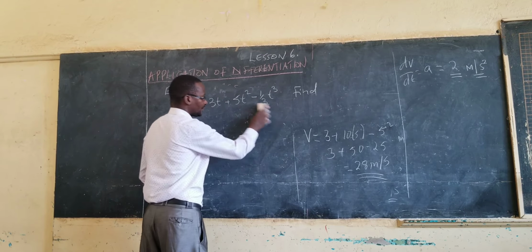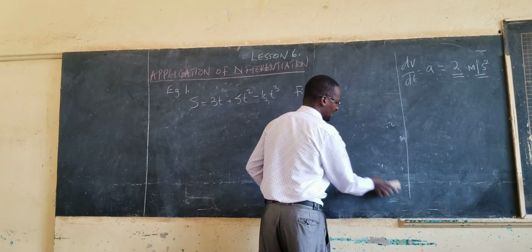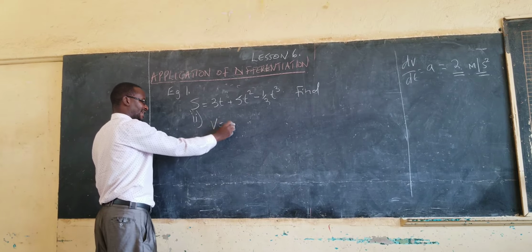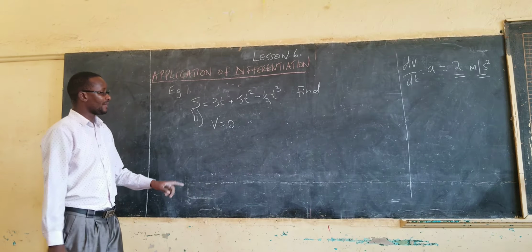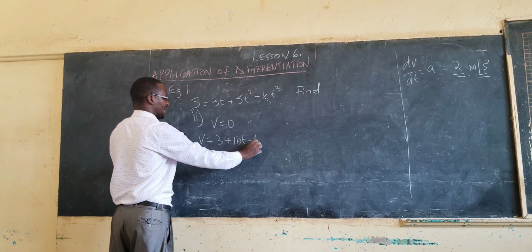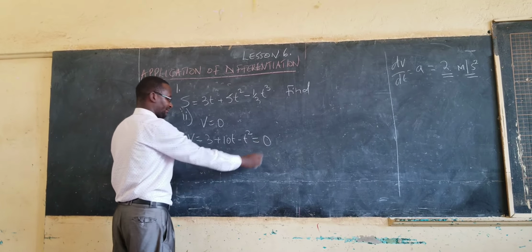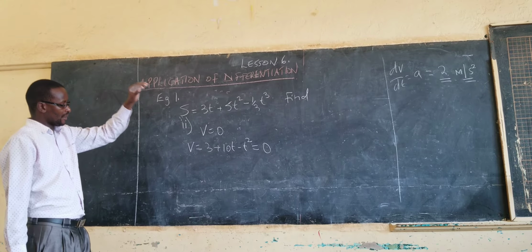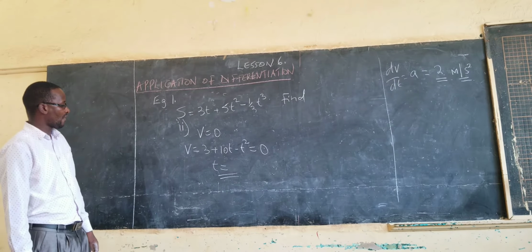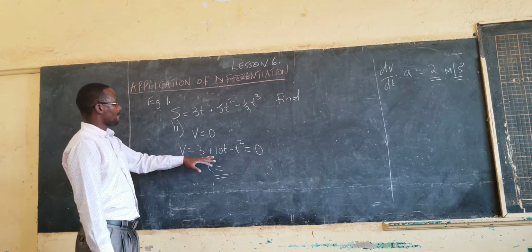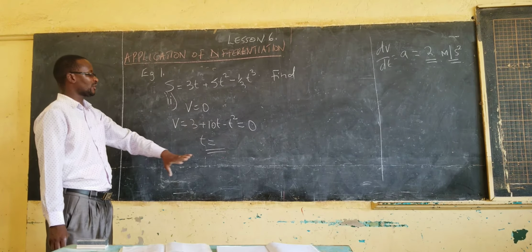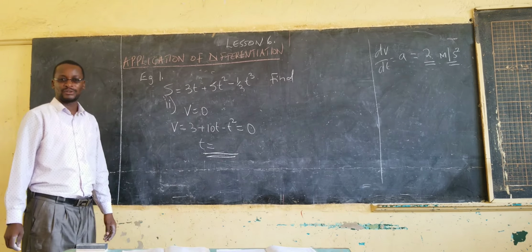Back to number 2, you have been asked to get the time at which the particle is momentarily at rest. When the particle is momentarily at rest, note that v is zero. So we will take the equation for velocity, which we have gotten earlier. v is equal to 3 plus 10t minus t squared, and we equate that to zero. This is a quadratic equation. Solve it and get the value of t. That will be the answer. You can solve using the quadratic formula. You can solve using factorization, whichever method. But I want to leave you to solve that one.